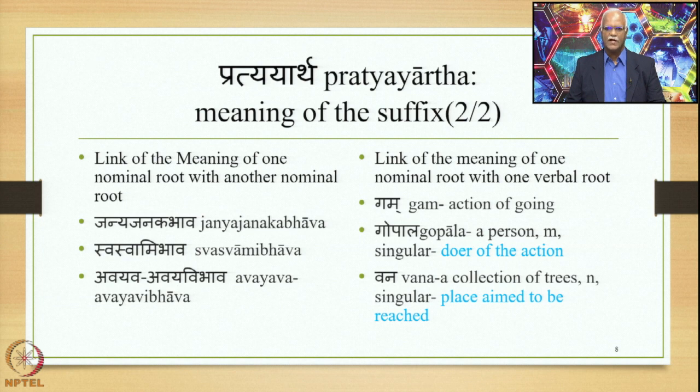Now let us look at the second type of meaning of the pratyayas. Link of the meaning of one nominal root with one verbal root. If we take gama, the action of going, for example, we can say that Gopala, which is a pratipadika and whose meaning is a person, masculine gender, singular in number, etc. This Gopala is an element, is a person, is an entity which the speaker thinks of as performing a particular role in the description of the action of going.